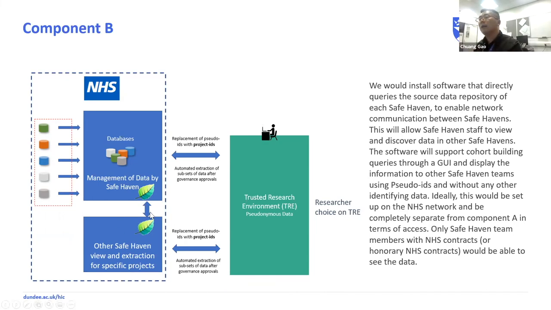So that really enables the researcher to discover what's available out there, and also enables the researcher to utilize the data in a national way. But because in this model the software is directly sitting on the identifiable data, this basically means we cannot provide this access to researchers themselves. Only safe haven staff could access this network and conduct cohort building for researchers. So the initial back and forth process is still required between the researcher and the safe haven to find a suitable cohort for the researcher.